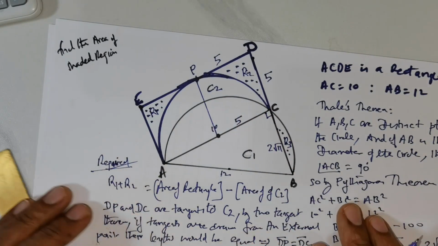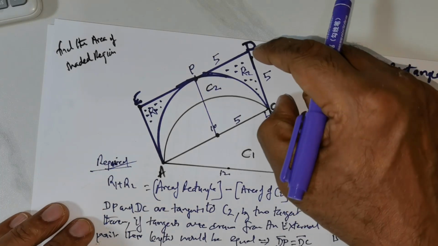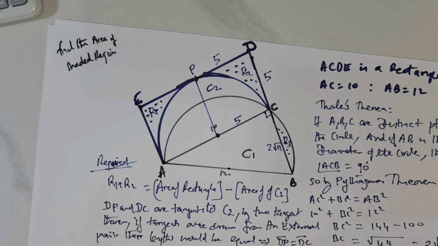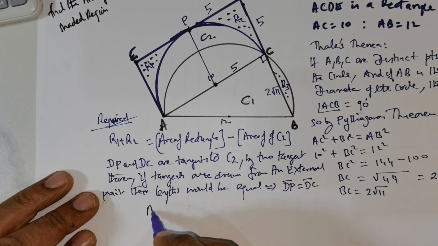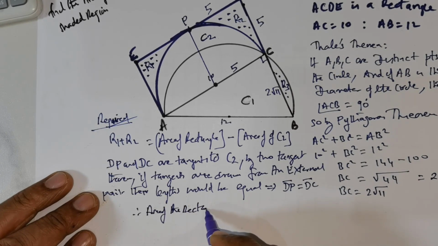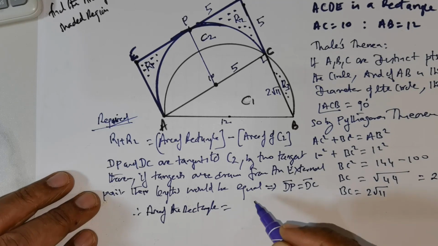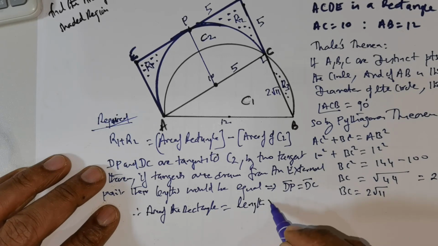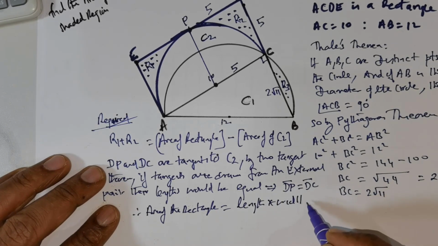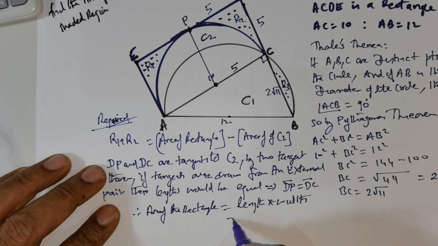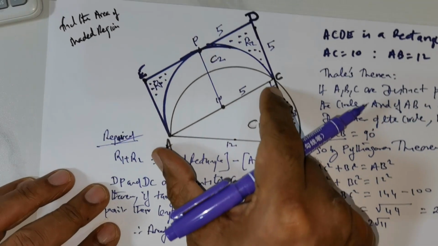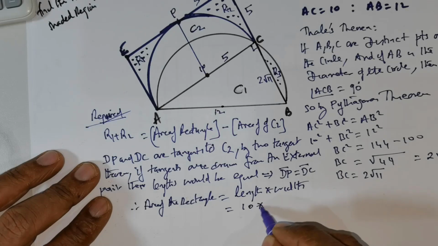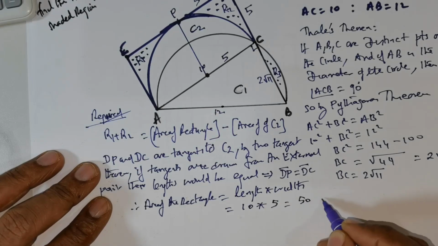Now you might be wondering, why do I apply the two tangent theorem? Because I want to know this width. So the width is got, so now I can get the area of the rectangle. So therefore area of the rectangle is equal to length into breadth, or length into width. You can write anything like that you want. Okay, so what's the length? This is the length, 10 units multiplied by 5 is equal to 50 square units.